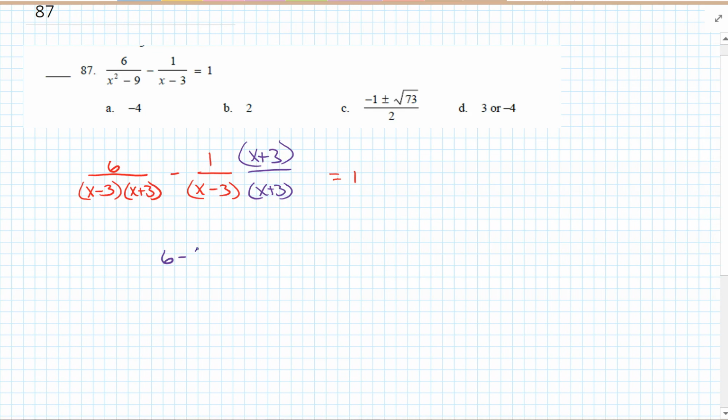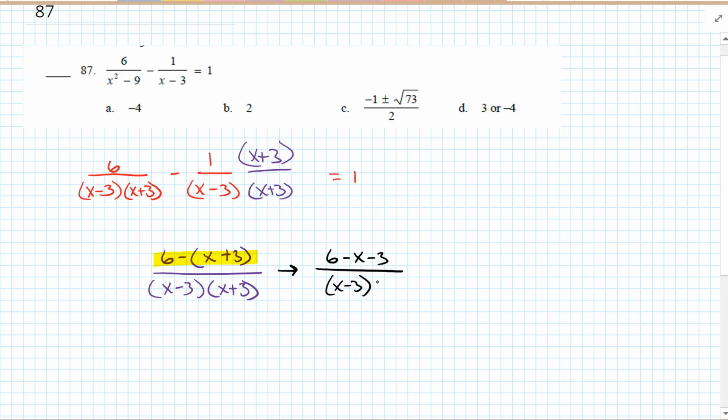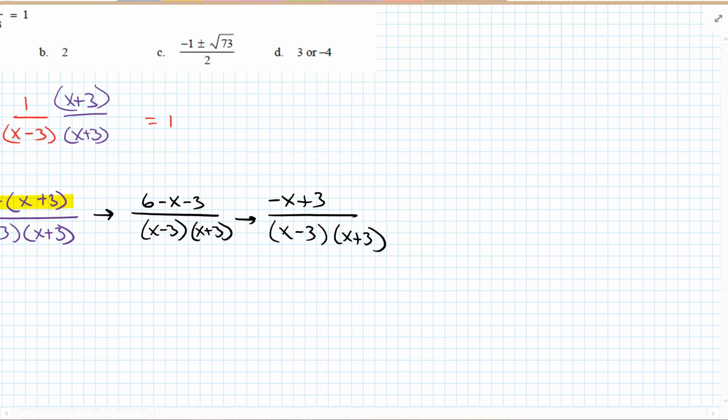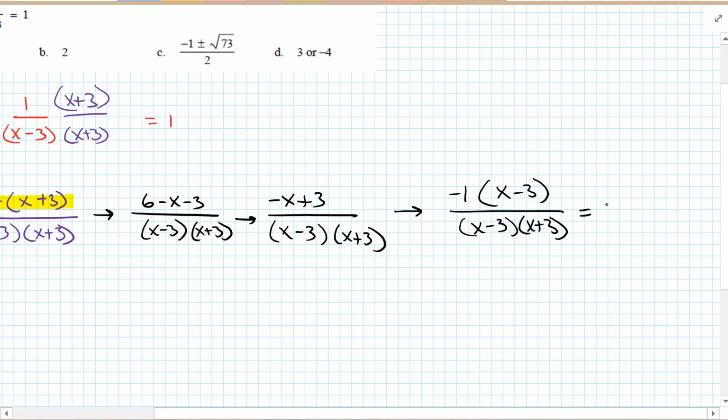Okay, so I'm going to get 6 minus, in parentheses, x plus 3, all over x minus 3, x plus 3. Okay, so when I distribute this, I'm going to get 6 minus x minus 3 over x minus 3 times x plus 3. Well, that's going to simplify to negative x plus 3 over x minus 3, x plus 3. What could I factor out of the negative x plus 3 to make it look like x minus 3? Could I factor out a negative 1 and get negative 1 times x minus 3 over x minus 3 times x plus 3? It's all still equal to what? 1. What cancels? The x minus 3's.